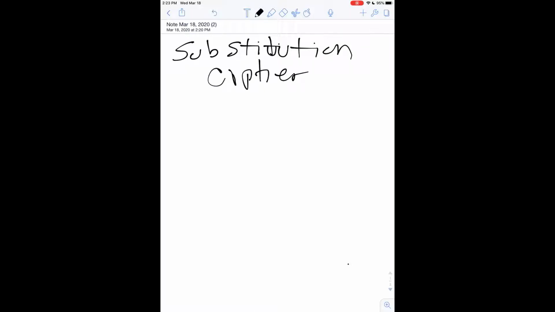This is the one you probably played with as a little kid, where you substituted the number 1 for the letter A, the number 2 for the letter B. This is just a substitution cipher. So again, we're just simply substituting one letter or phrase for another.